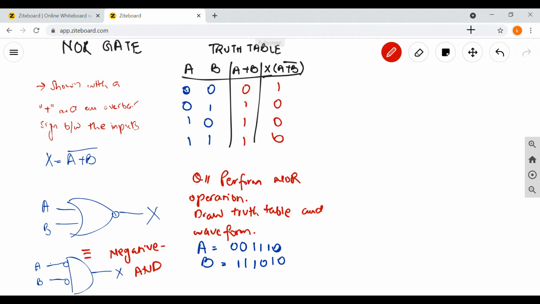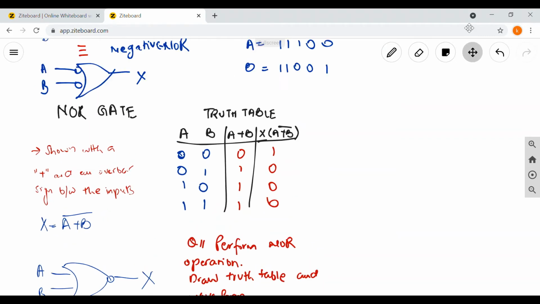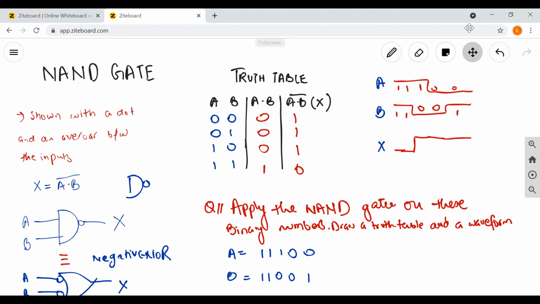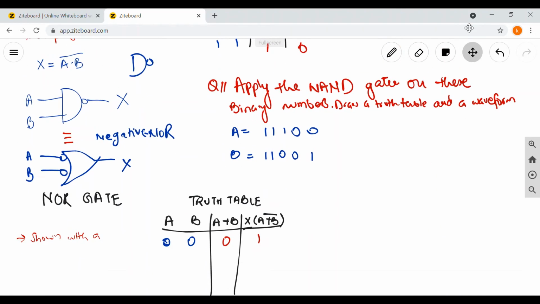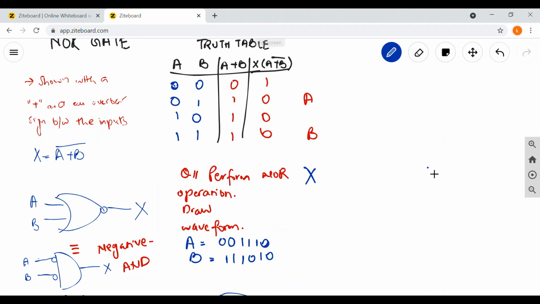So in this we can see that in the NOR gate we only have a high output when both the inputs are 0. And in the previous example, in the NAND gate, we saw that we only got one low output, which is when both the inputs are 1. It's basically the complete opposite of each other, the NAND gate and the NOR gate. So the question that we have is that we have to perform the NOR operation between these two inputs A and B, and then draw a waveform.